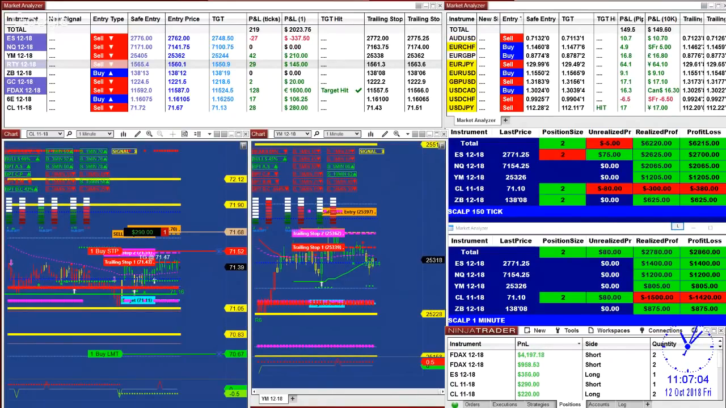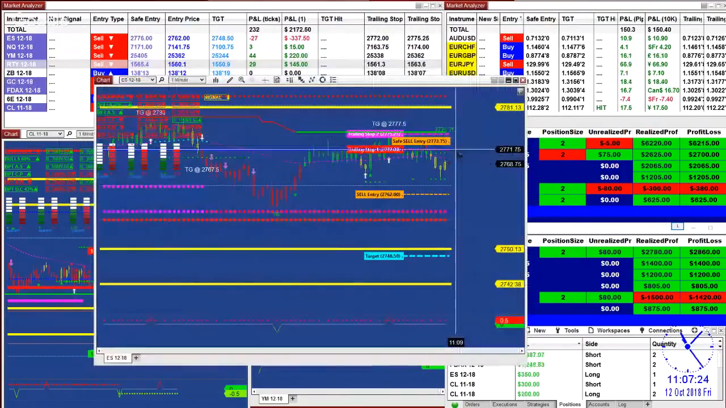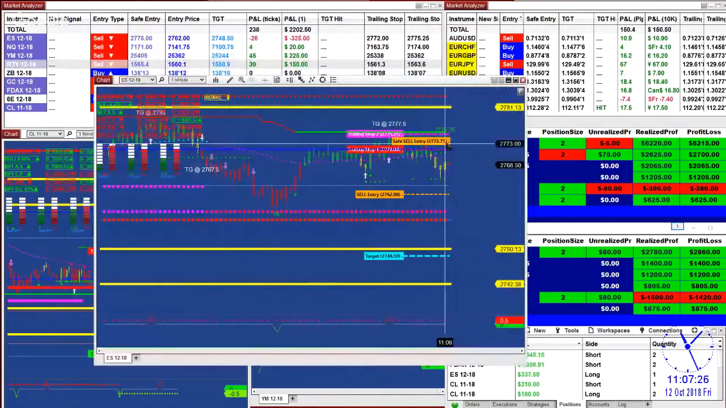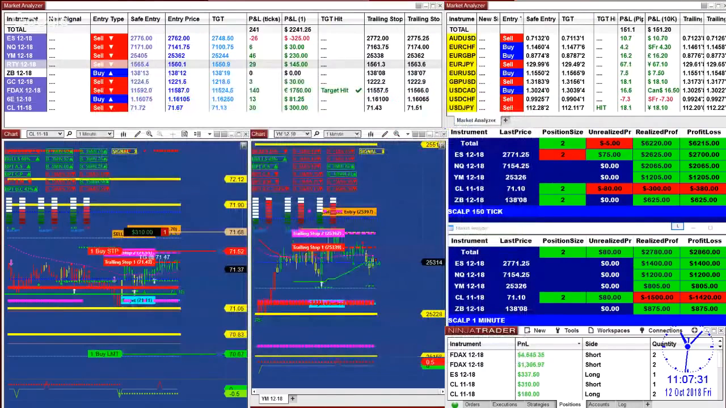Okay, guys. We're waiting. There is nothing on the ES. The ES is stuck between those two lines. There is nothing really going on anymore.